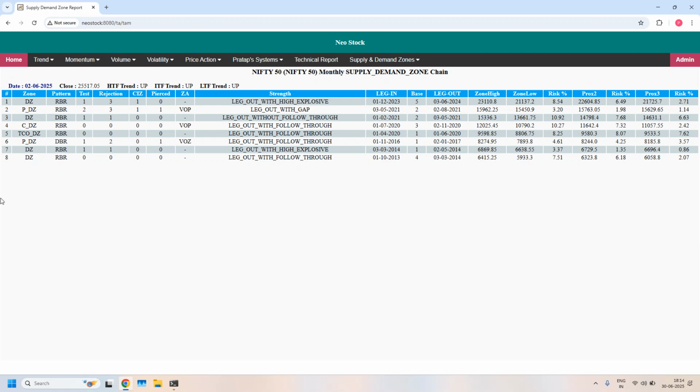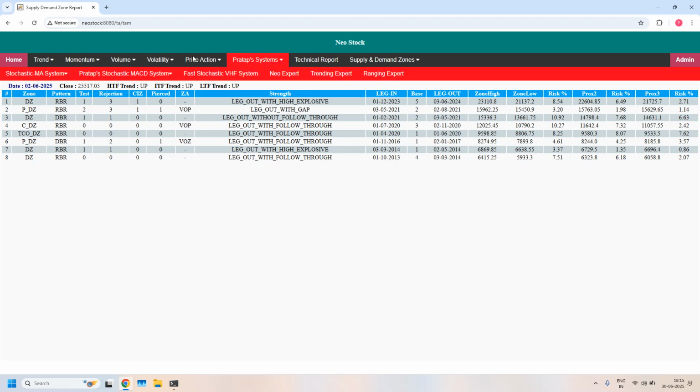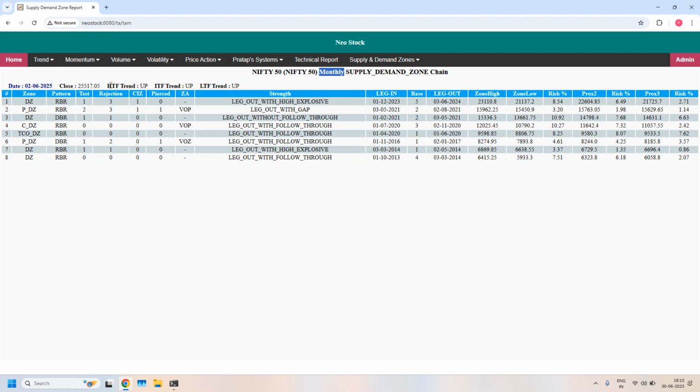In any supply demand zone chain report, always look into the zone column to find the high liquidity zones. Look into the pierced column to find the pierced zones, and also look into the LTF trend to find the trend of the current time frame you have selected. One time frame higher is ITF and one more time frame higher is HTF. You are aware of those concepts. Please apply the same rules to the remaining supply demand zone chain reports, and also don't forget to pause the video when we are moving from one report to another report, because I am giving you very few seconds time to watch the reports.